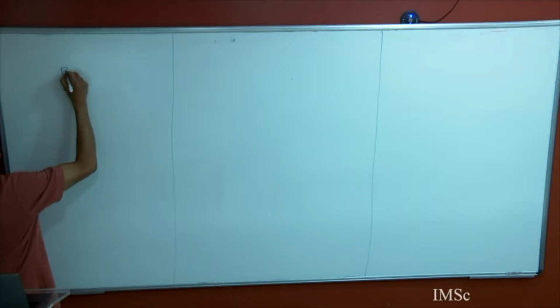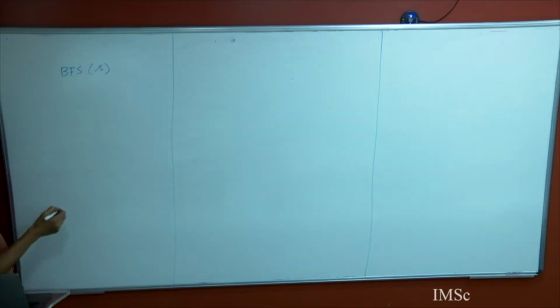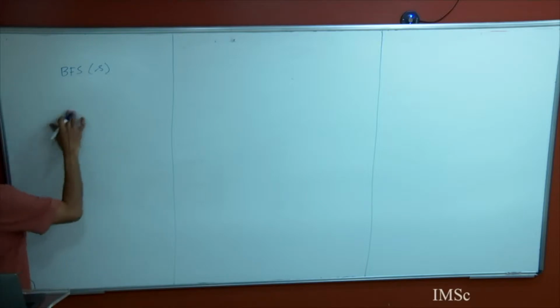So, more precisely, BFS is a way to find all vertices reachable from a single vertex S. So, it has a source. And how does the algorithm work?